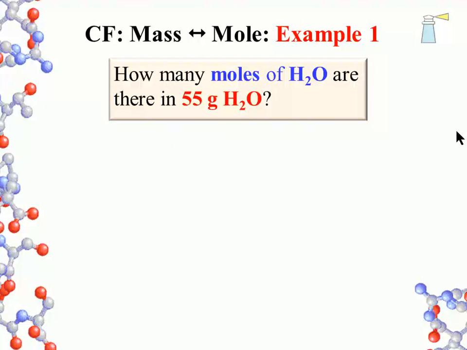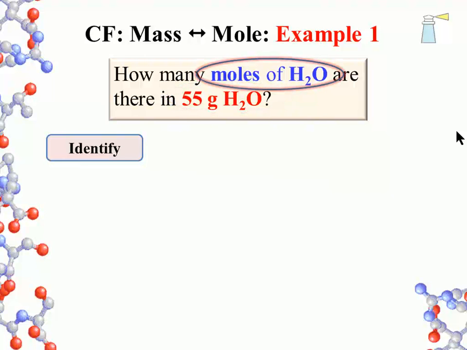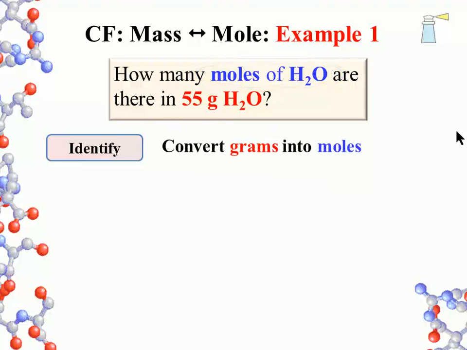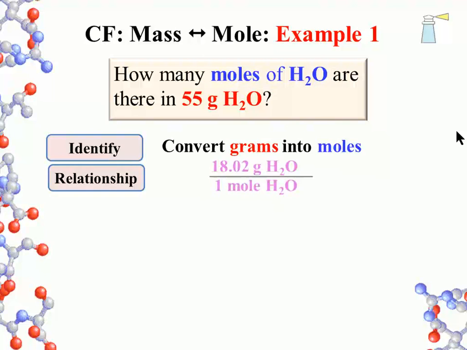Beginning with, how many moles of H2O are there in 55 grams of H2O? The process begins by identifying what units are in the conversion. A review of the problem shows that we are given a mass of H2O and asked to convert that into moles. The conversion is grams to moles. What is the relationship between mass of water and moles of water? It is the molecular weight. Earlier we saw that it was 18.02 grams per mole.